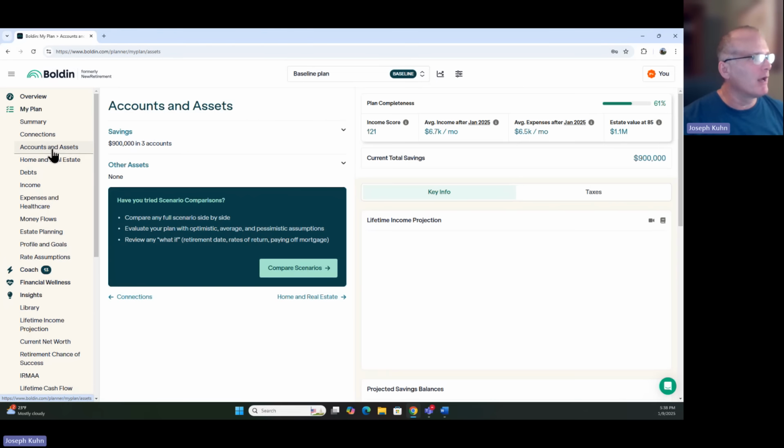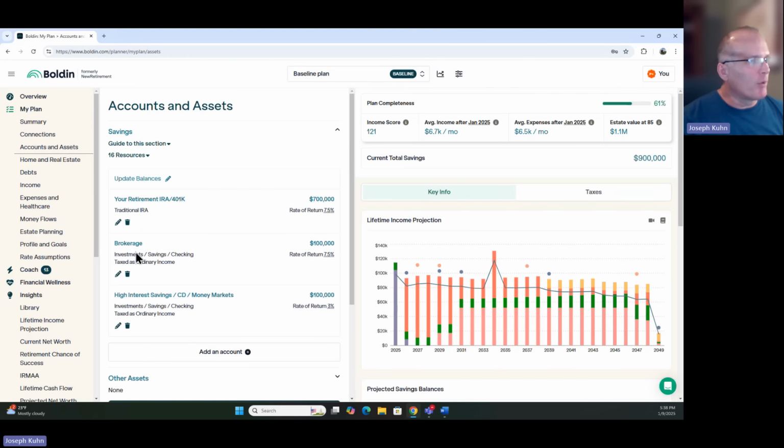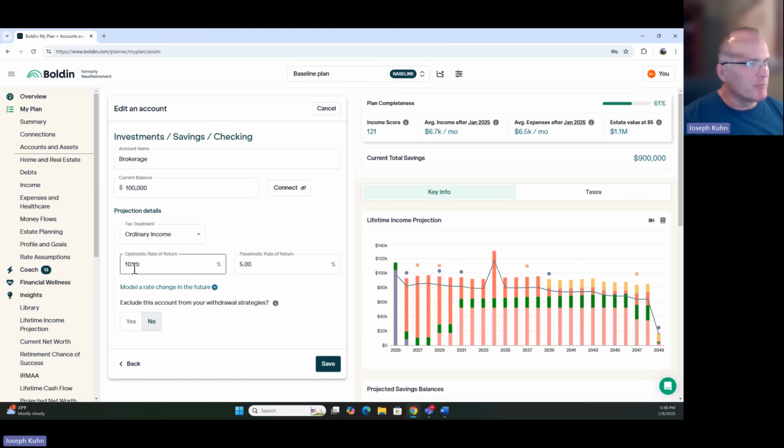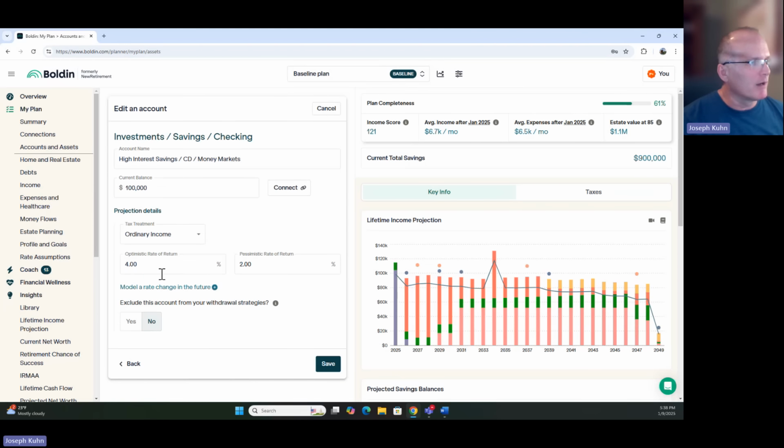So let's go back to accounts and assets. So we just looked at this IRA, the brokerage account, $100,000. I got set up exactly the same. I've got 10% optimistic if everything goes better than I think, pessimistic at 5. Okay, and then this is my cash account. Maybe it's high yield savings, CD. I got a much lower number in there. Optimistically get around 4, pessimistically around 2.